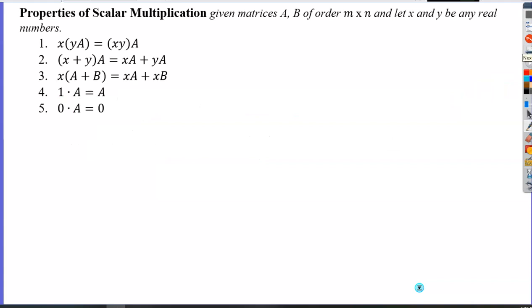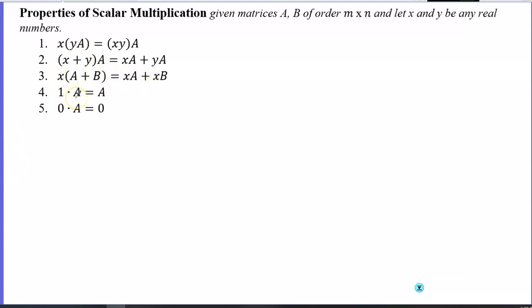Okay, for scalar multiplication, again, A and B are matrices with the same order, and X and Y are just real numbers. If you have numbers in front, it doesn't matter if you multiply the number by the matrix first, or multiply the two real numbers first and then multiply by the matrix. Same thing, you could add the real numbers first and then multiply, or you could distribute the scalar to each of the matrices.